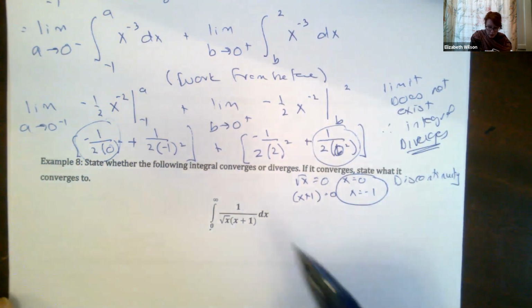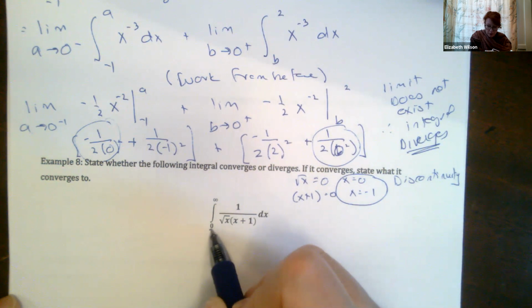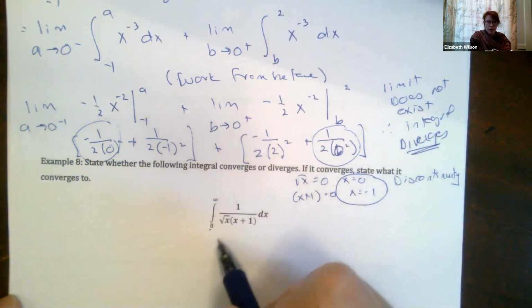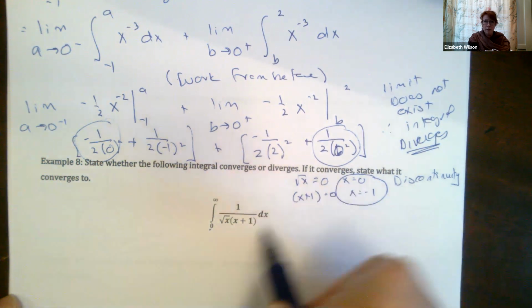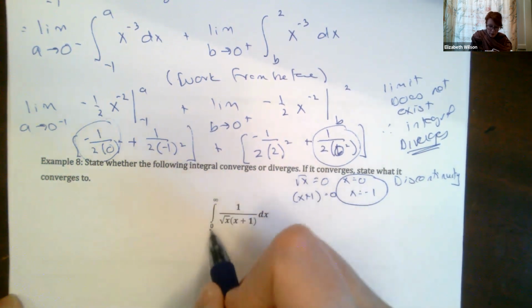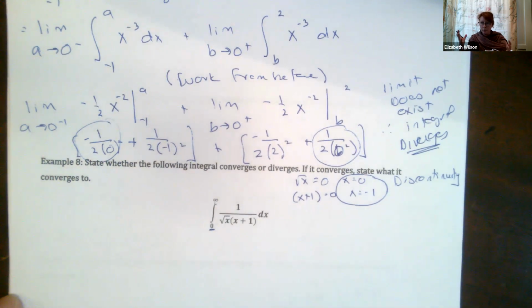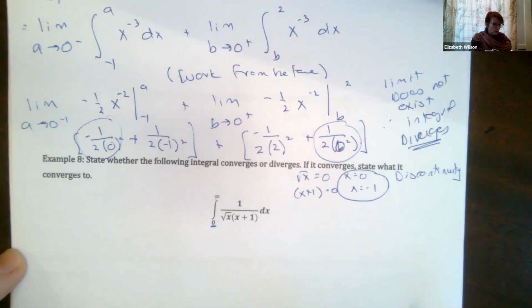Okay. But look at what's happening. I don't have to worry about minus 1 because that's outside the bounds of my integration, but 0 hits exactly where I have one of my discontinuities. So I have a discontinuity here and I'm going to infinity. So I've got to process this in both ways in terms of my improper integral.